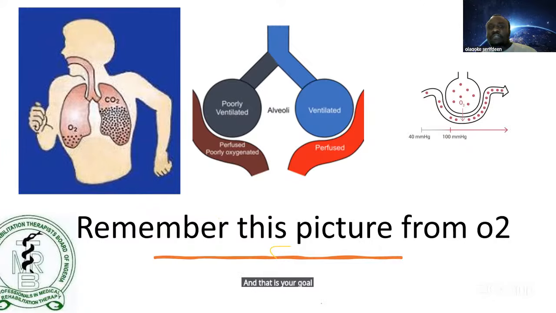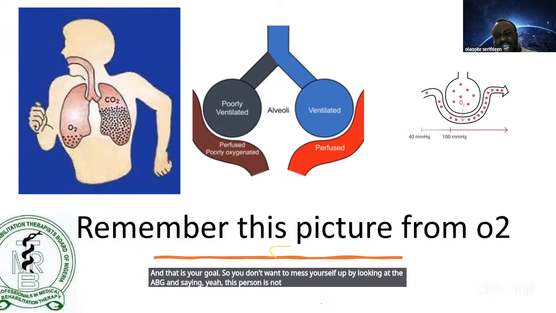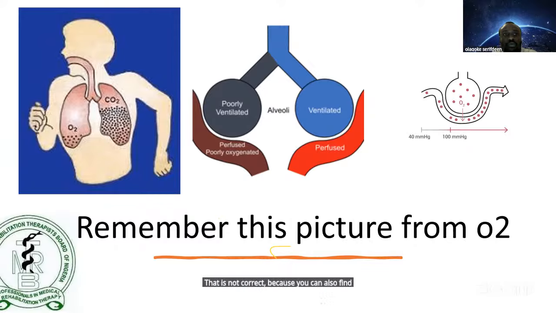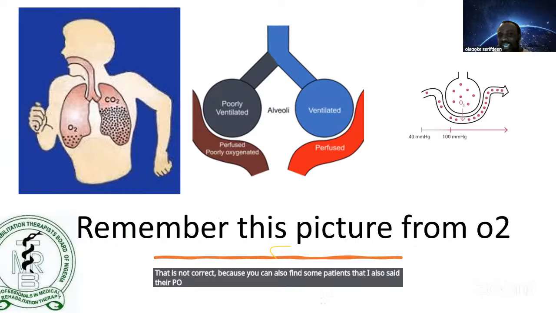So you don't want to mess yourself up by looking at the ABG and saying, this person is not breathing well, when somebody is telling you to check their PO2. This is what the doctors are happy with, so you should be happy with that as a physio. You don't have to challenge that. You don't want to say everybody's PO2 should be greater than 14, I would be much happier. Your clinical reasoning should be challenged, because that is not correct. That is the message I'm trying to pass across here, if that makes sense.